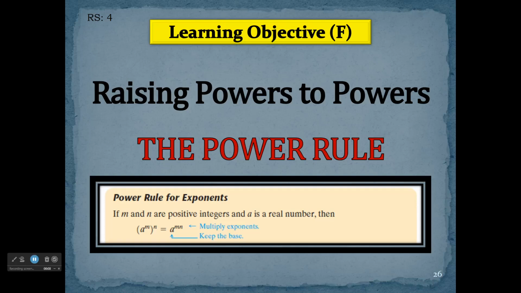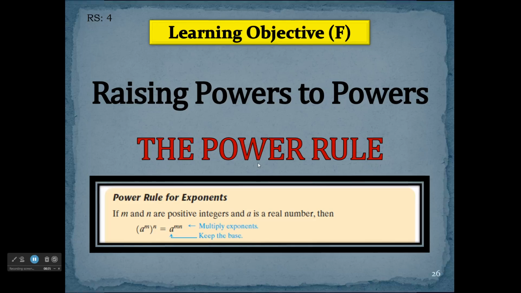Learning Objective F, the power rule. Raising powers to powers. It says that if m and n are positive integers and a is a real number, then a to the power of m raised to the power of n is equal to a to the m times n. Now that probably doesn't make a whole lot of sense. Look at this example.